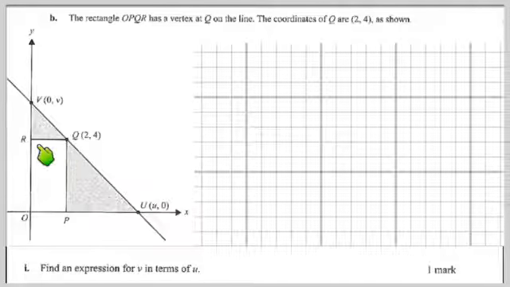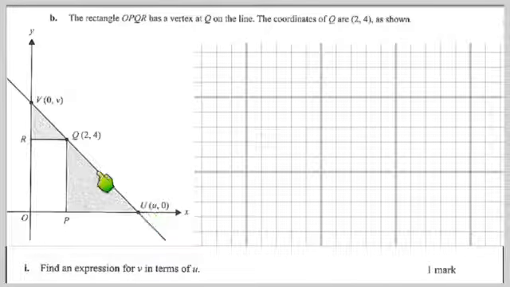OPQR has a vertex at Q on the line, okay? The coordinates of Q are 2, 4 as shown, and what we've got to do is find an expression for V in terms of U. Alright, they're hotting it up now, guys. It's getting a bit ugly. However, we will press on regardless, and we will be victorious.